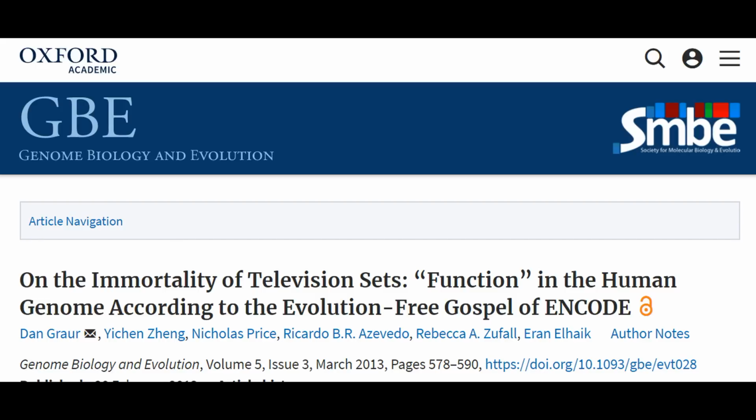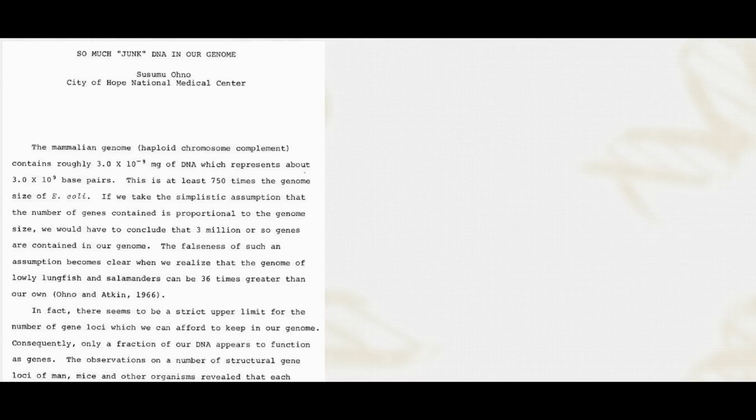To be sure, genes do different things. Some code for proteins, some are regulatory. That doesn't mean everything which is transcribed does those jobs. Junk DNA is also not a synonym of non-coding DNA. Functional non-coding DNA, such as promoters and operators, were already known even when Susumu Ohno published his paper, So Much Junk DNA in Our Genome, in 1972.